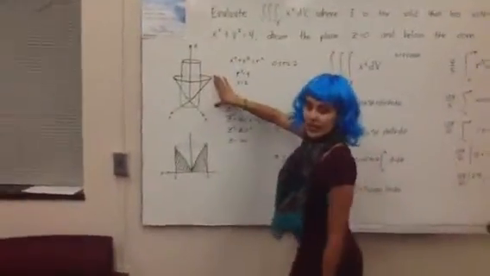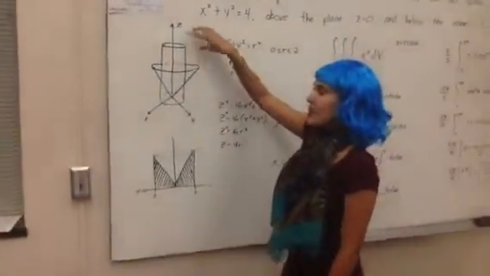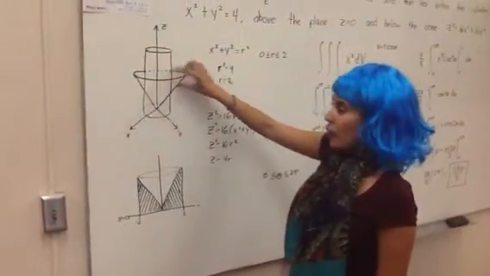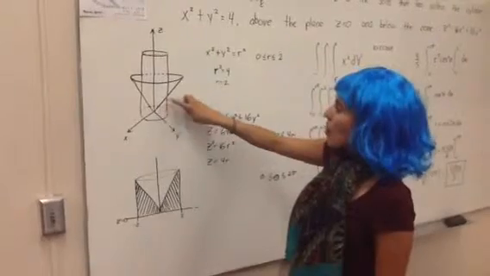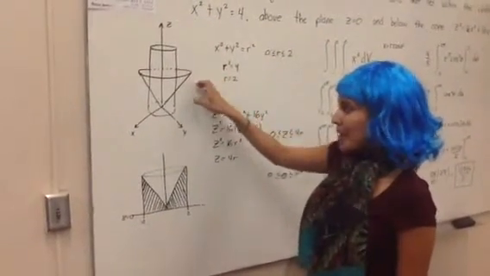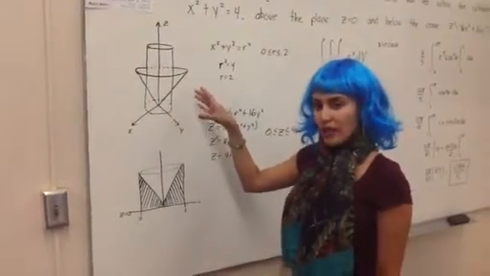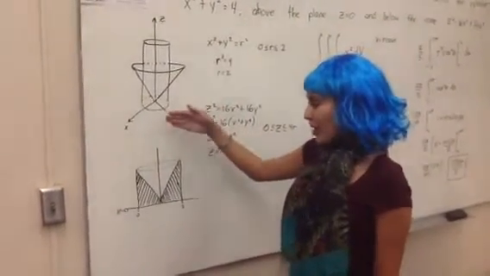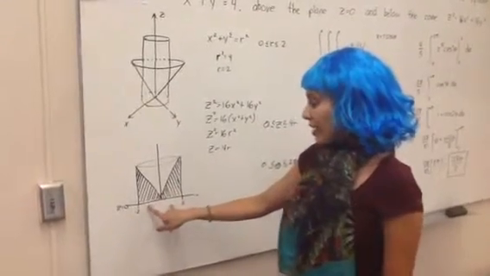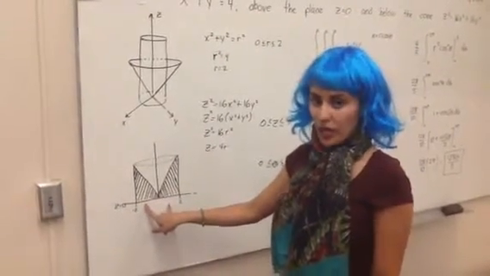Here is our sketch, where we have our cylinder at the origin, and we have our cone above the plane z equals 0. Basically, it's like having a cone inside of a cup. If we cut that cup in half, we would see this area, which is the area that we want.